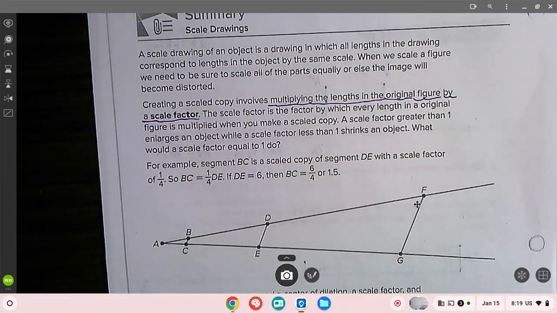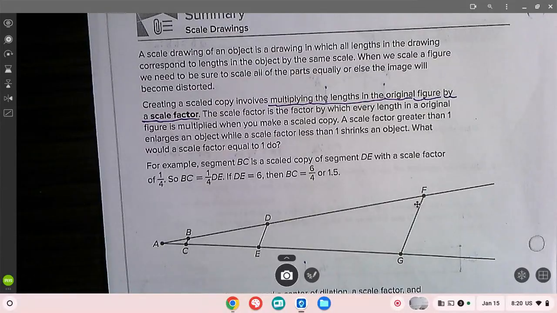I'm still going to say divide. The scale factor is the factor by which every length in an original figure is multiplied when you make a scaled copy. Well, if you divide, what if you have a big number scale factor? Like, say if your scale factor is 3, would you divide by 3 though? No. So I'm still going to say it, even though I mean multiply, because it's a habit. So just make sure that you understand what you're meaning though.